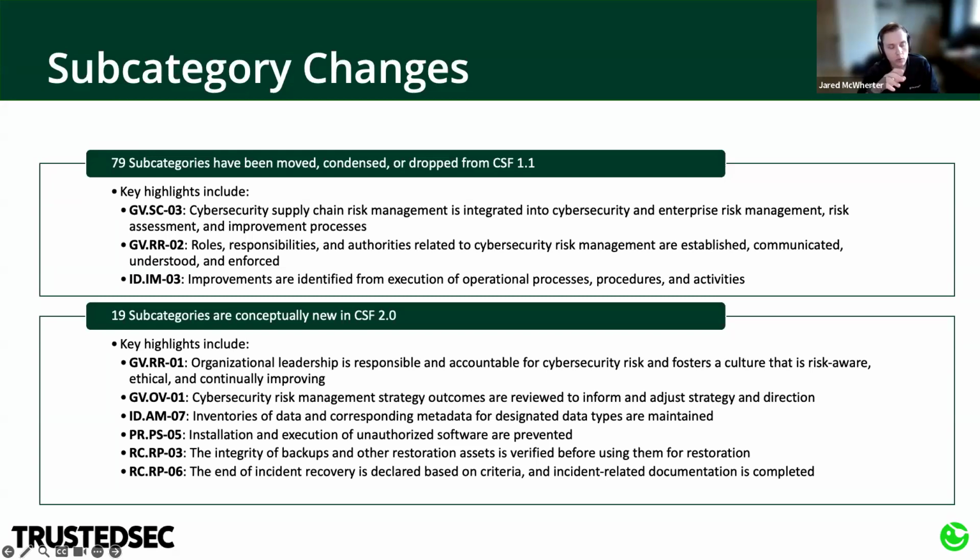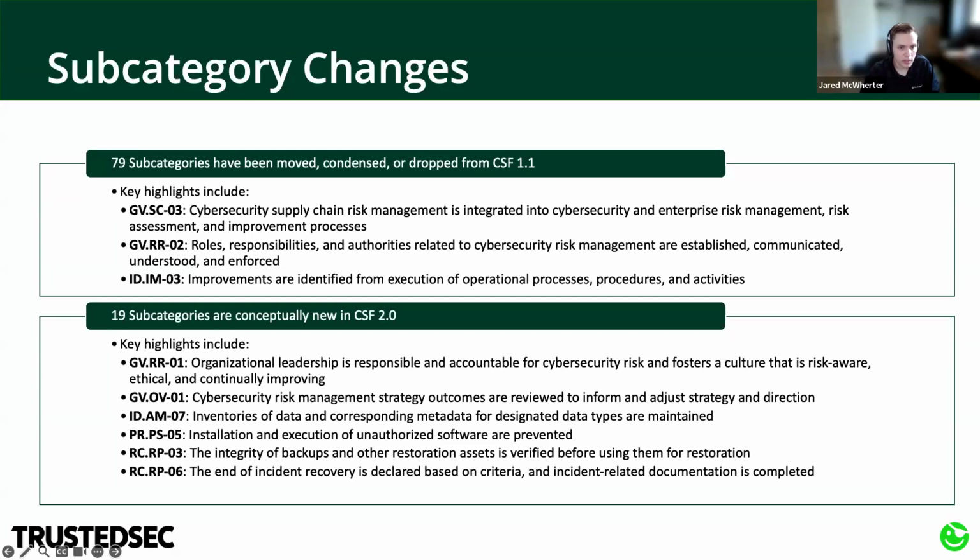Now, as I stated, there were 106 subcategories with 1.1 and 108 now with 2.0. Because there are 19 new subcategories, there are only two more than there were in 1.1. The reason for this is that while there are 19 of them, a lot of them have been condensed to streamline this process a little bit. So I'd like to touch on some of these key highlights. Let's start with the first one here, which is in the governance supply chain category.